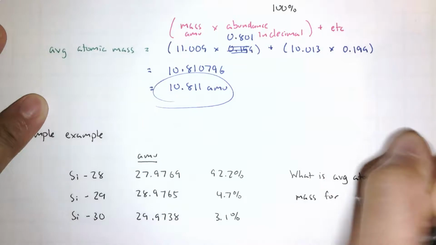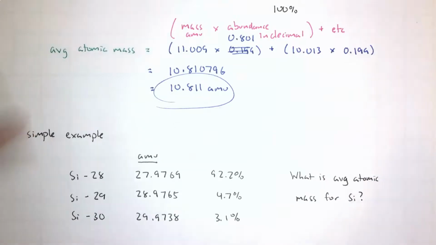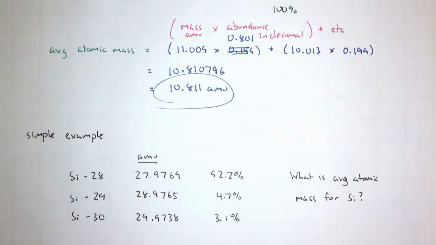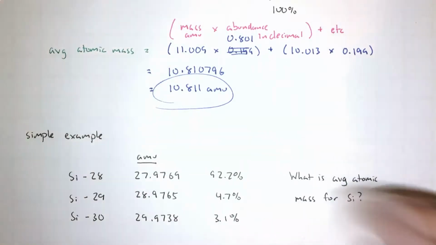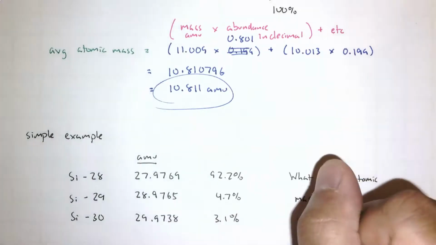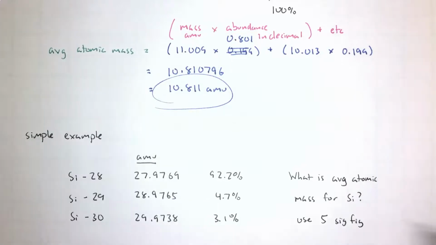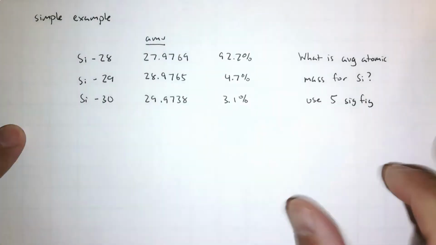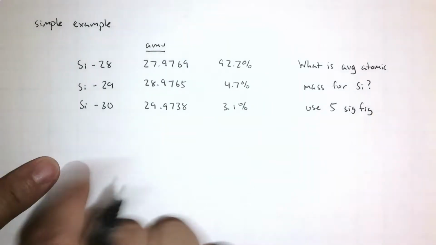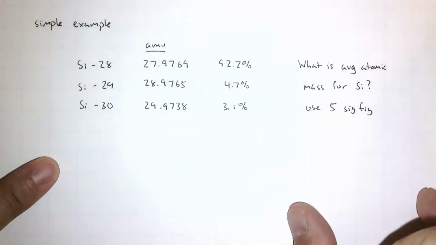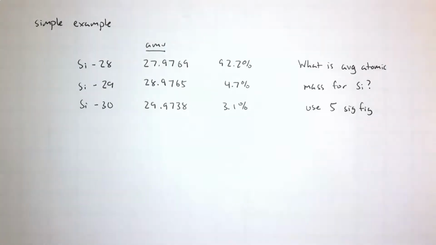Because we're comparing it to a periodic table, my periodic table goes 3 digits typically past a decimal, and for silicon it does. So give your answer to 5 sig figs. Good. Go ahead and pause the video and show your work and circle your final answer, and unpause it to check it against my work.